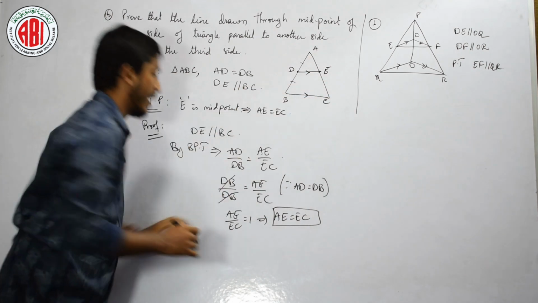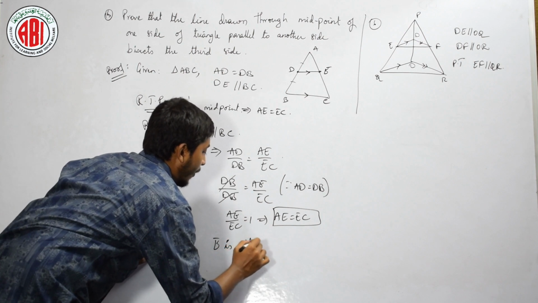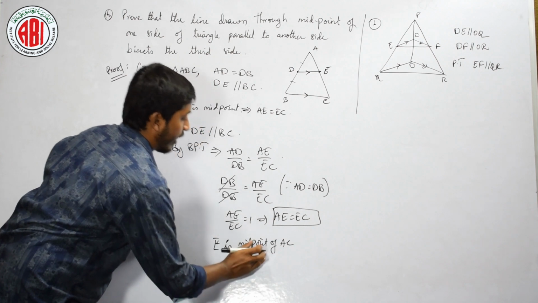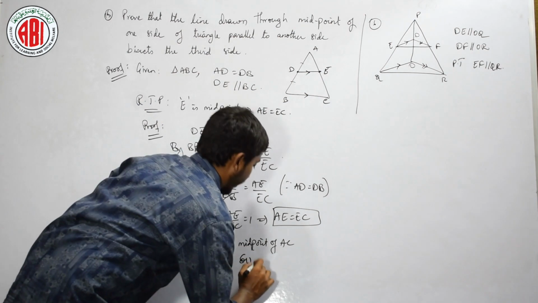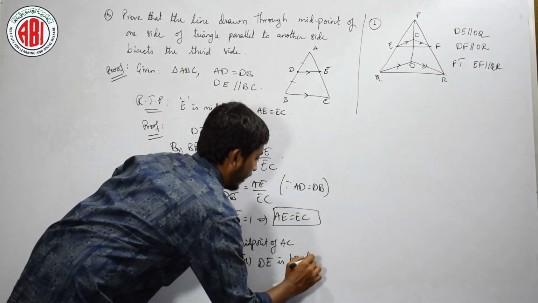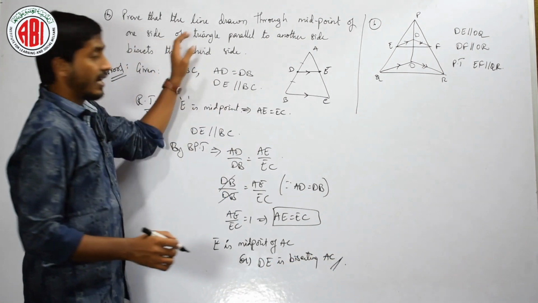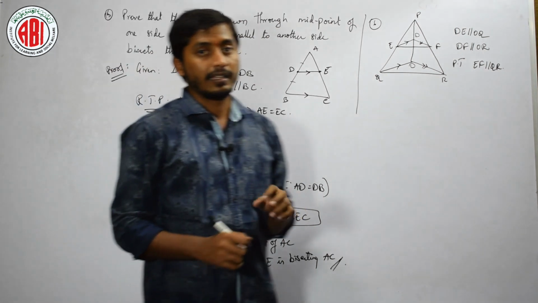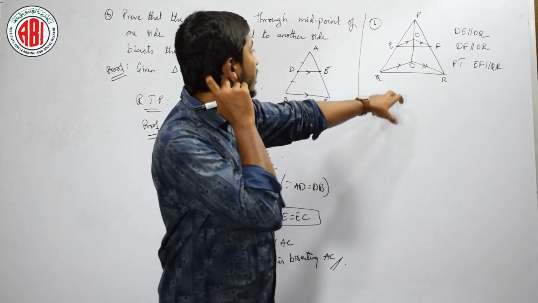Then it is clear that E is the midpoint of AC, or I can write it as DE is bisecting AC. That is what he asked us to prove, right? Is it clear? Did you understand the concept, right? Now let us move on to the next problem.